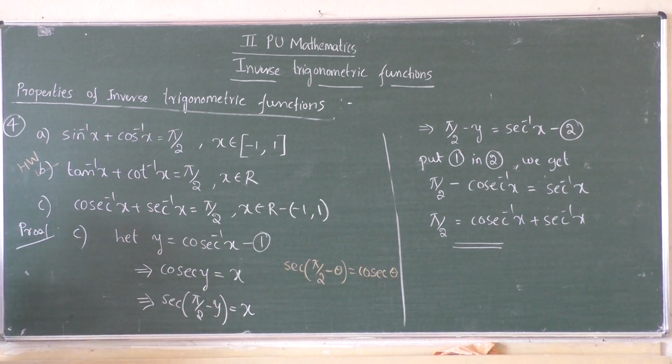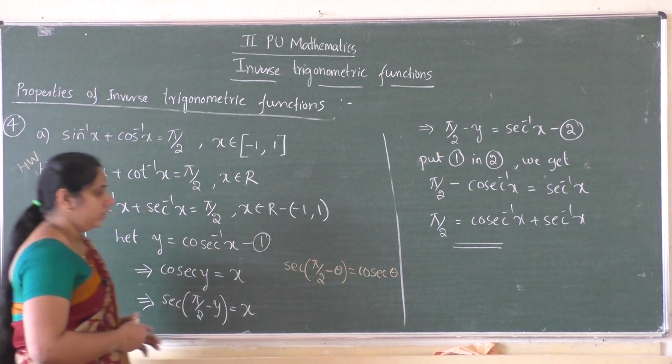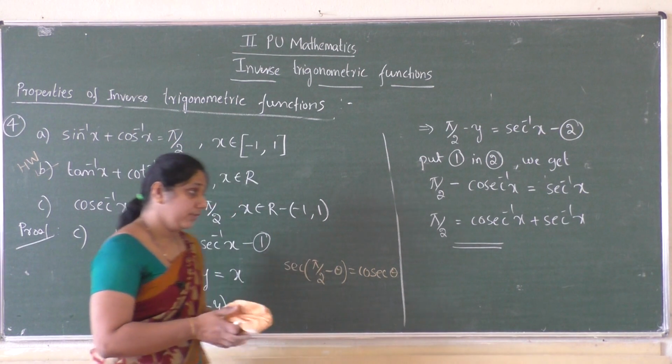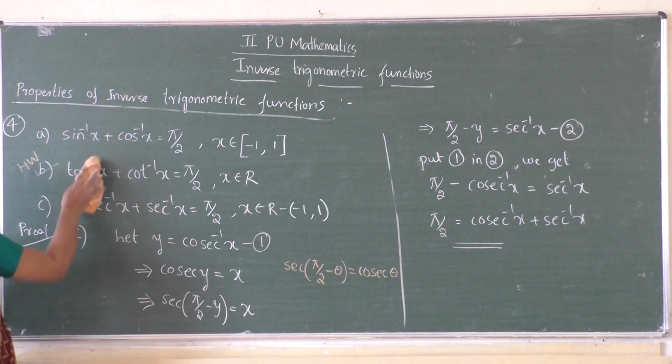And all the properties are important, either to prove the property for 2 marks or just to state what is the condition for x so that the property holds. So this is the fourth set of properties. Now we will move on to the fifth set of properties.